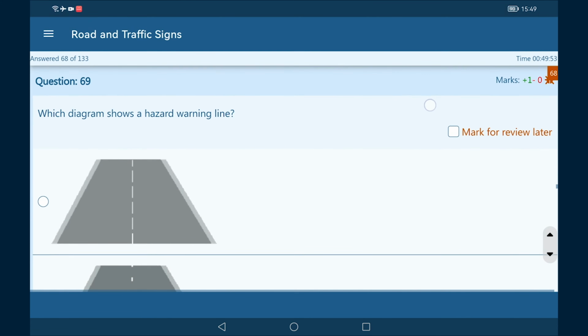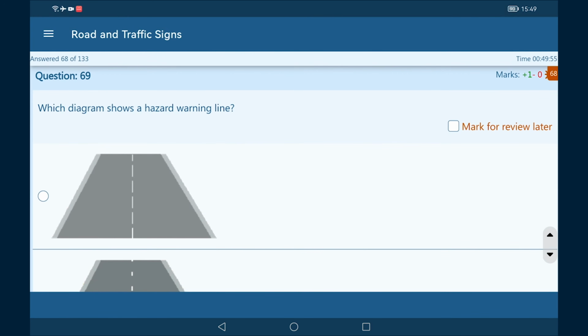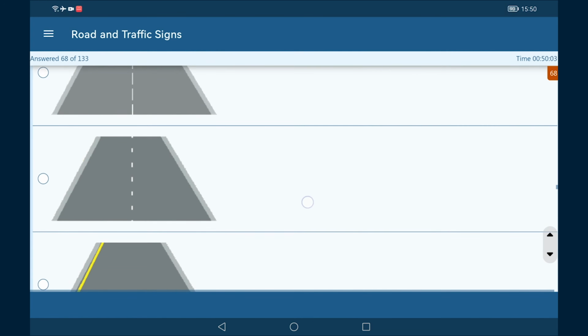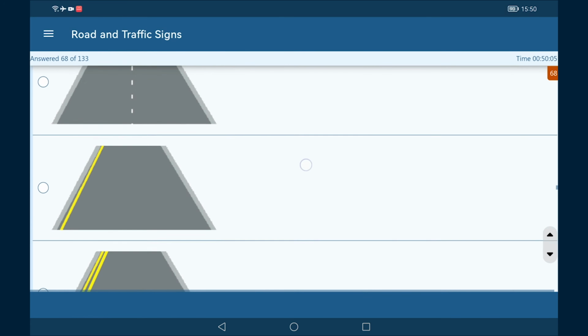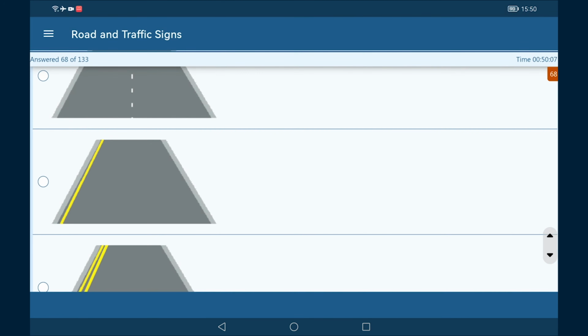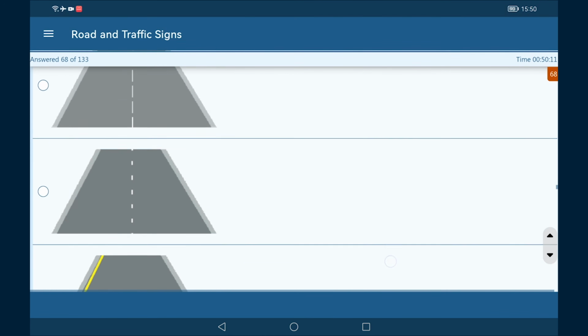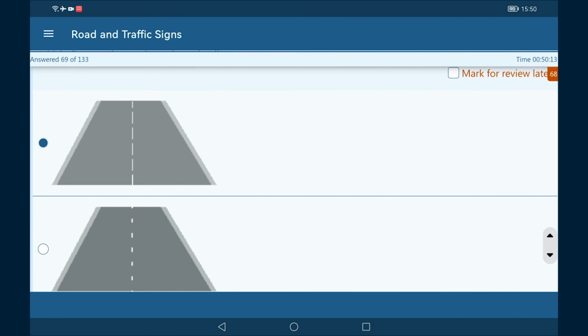Question 69. Which diagram shows a hazard warning line? Option 1. Image. Option 2. Image. Option 3. Image. Option 4. Image. The correct answer is Option 1.